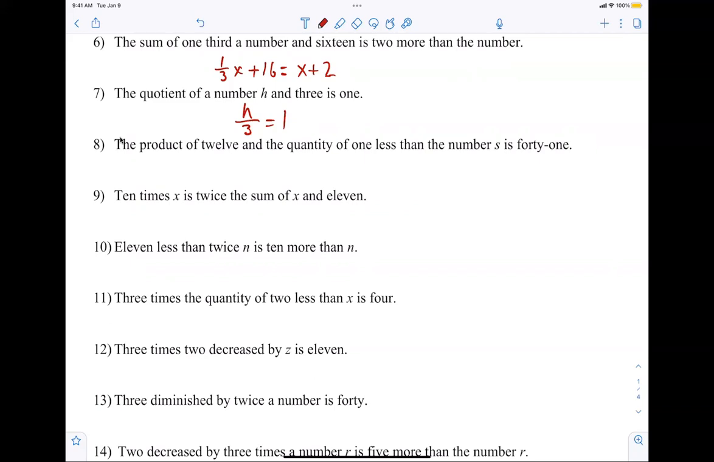All right. So the product of 12 and the quantity of, now how do I write the quantity? What are we referring to? S minus 1. Yeah, equals 41. That was kind of annoying. Quantity is another word for parentheses. Wait. Oh, product, not portion. Okay.